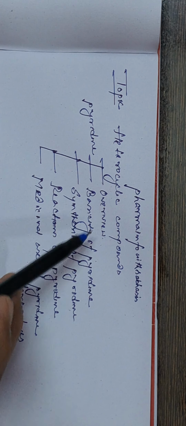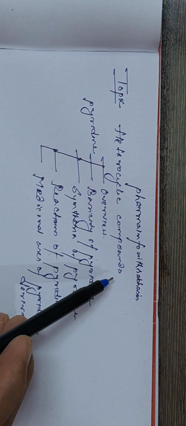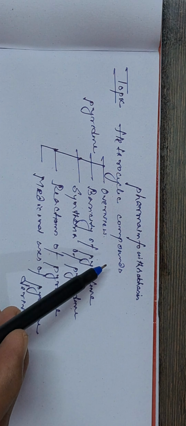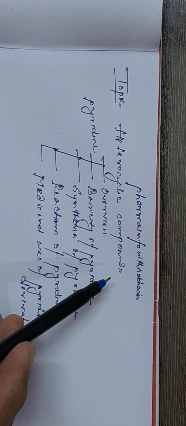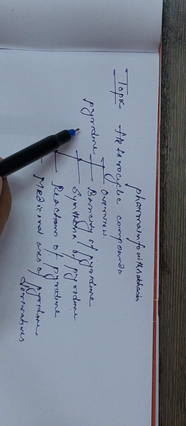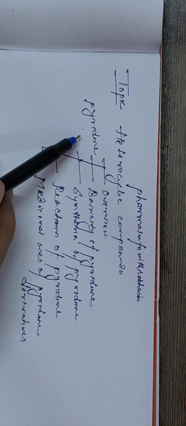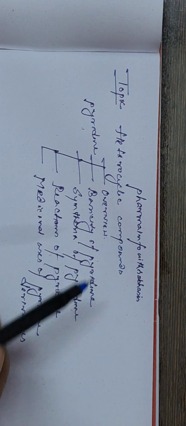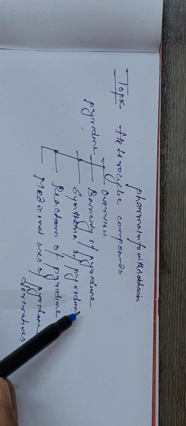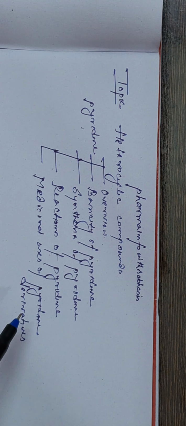Now today the topic which I am going to cover here is heterocyclic compounds. This is as per PCI syllabus, Pharmaceutical Organic Chemistry 3, study of heterocycles, right? So today the compound which I am going to deal with is pyridine, and the topics under this particular heterocycle are overview, basicity of pyridine, synthesis of pyridine, reactions of pyridine, and medicinal uses of pyridine derivatives, right?